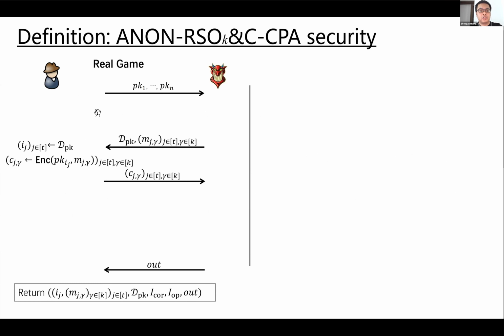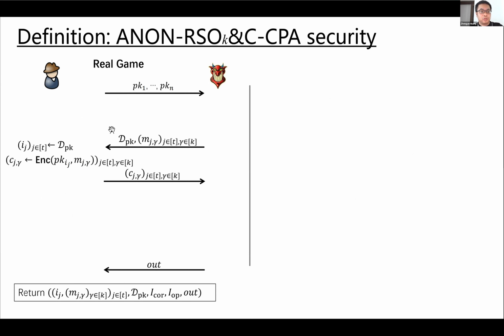Now let's turn to the definition of anonymous SO-K and C security. This is a simulation-based security. In the real game, there are totally n public keys. The adversary specifies a public key distribution and T·K challenge messages.